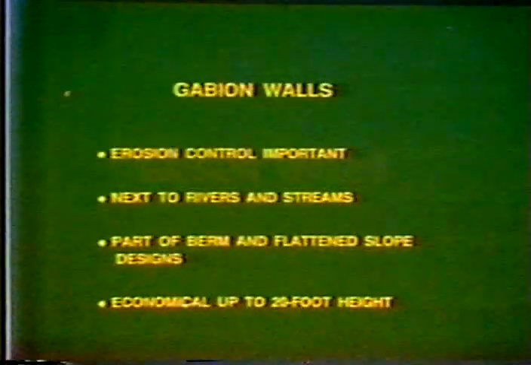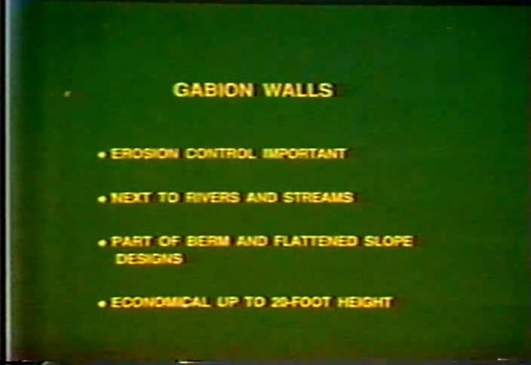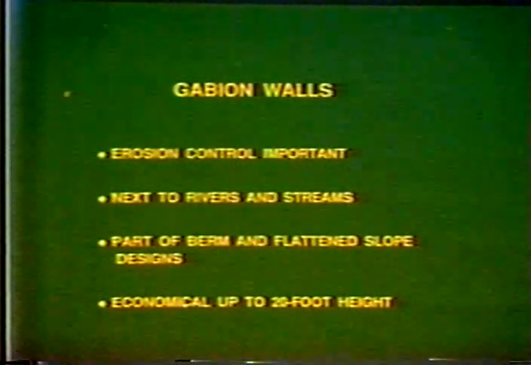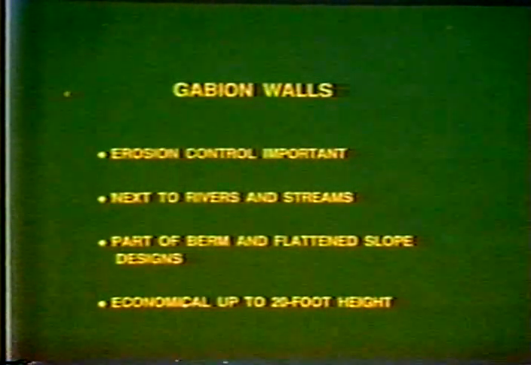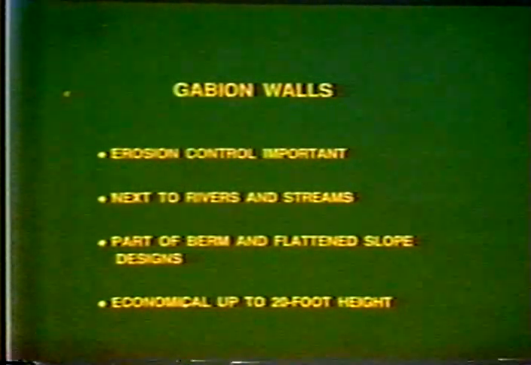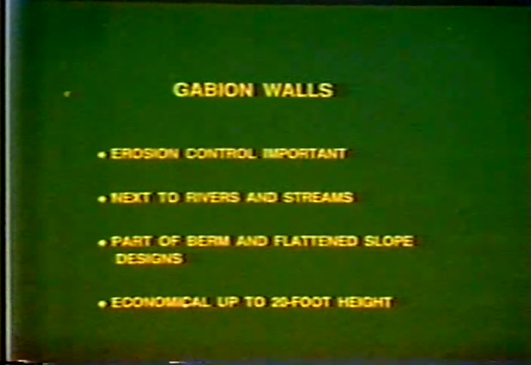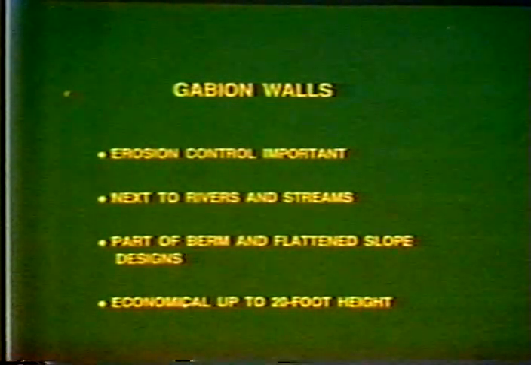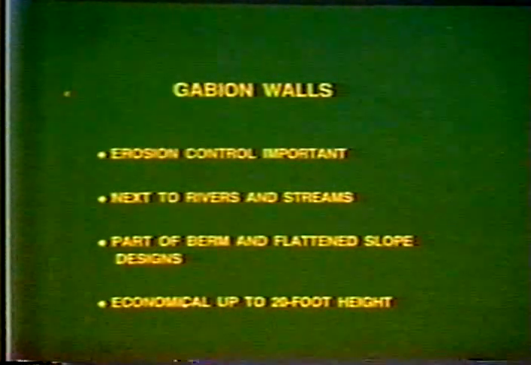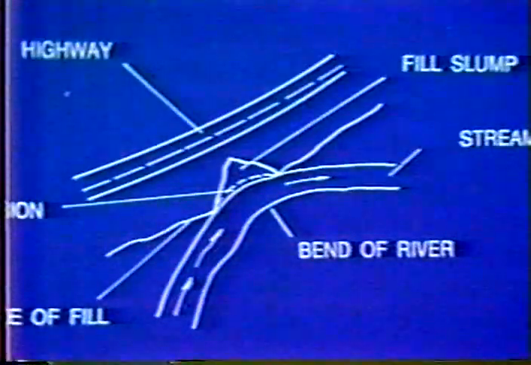Here's another technique that's used, gabion walls. This type of system is used for controlling erosion around streams. It can be used as part of a berm or a flattened slope, especially where the berm or flattened slope maybe comes out close to the stream bed. Generally, these walls are fairly economical, up to about 20 feet.